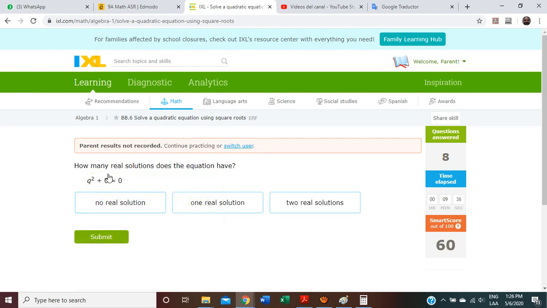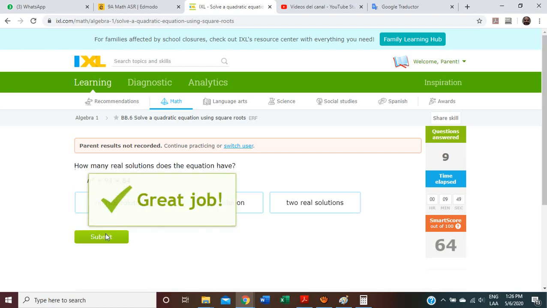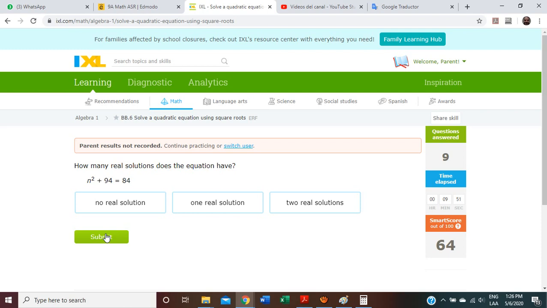Okay, q squared equals this. If we solve this, it is going to be 0. So it's going to be one real solution. All right. Let me check if there is any other kind of tricky problem.